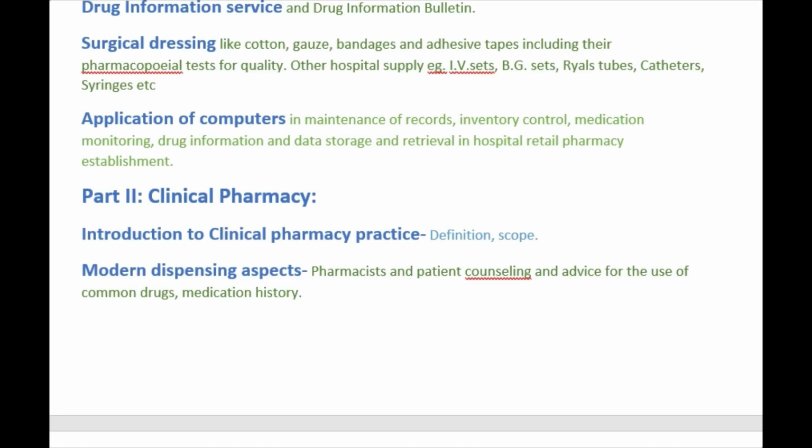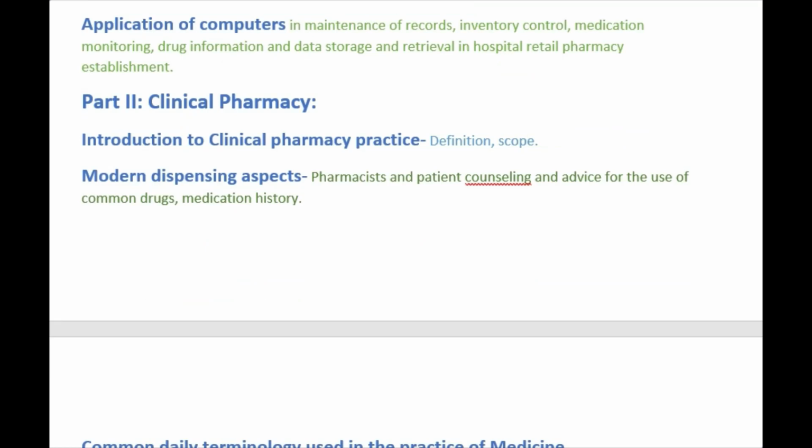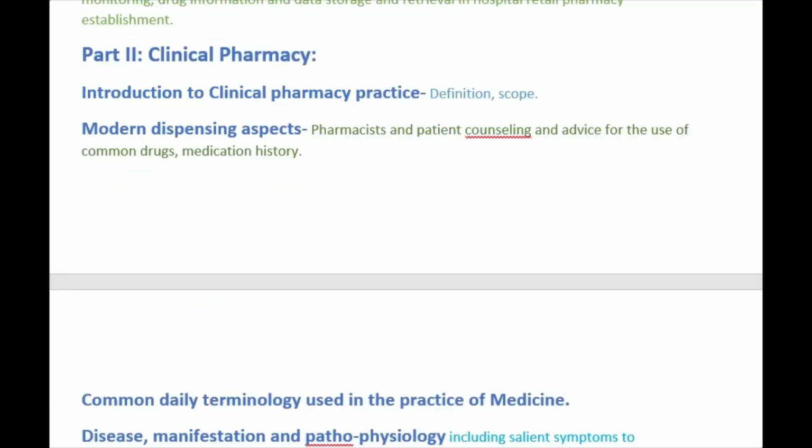Part 2 is clinical pharmacy. It contains different chapters as follows. First one is introduction to clinical pharmacy practice. It contains definition and its scope. Second is modern dispensing aspects. It contains the study of pharmacist and patient counseling and advice for the use of common drugs and medication history.